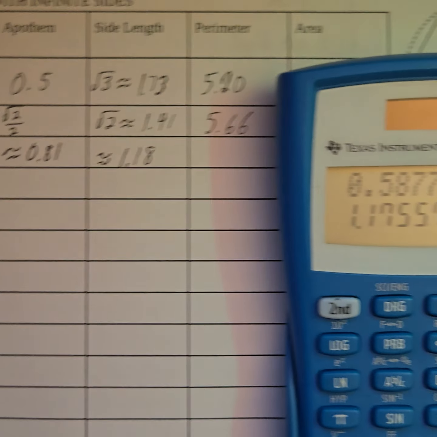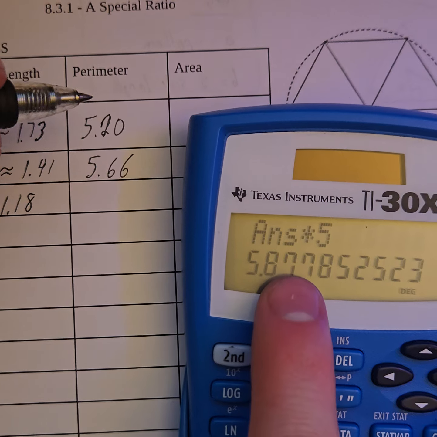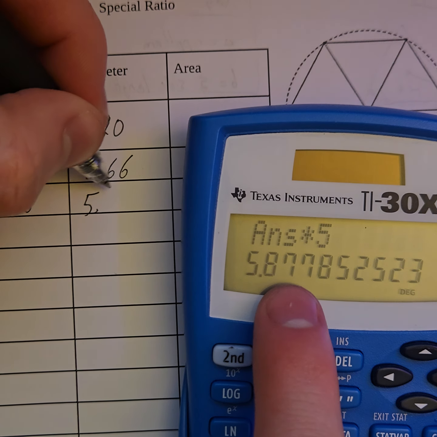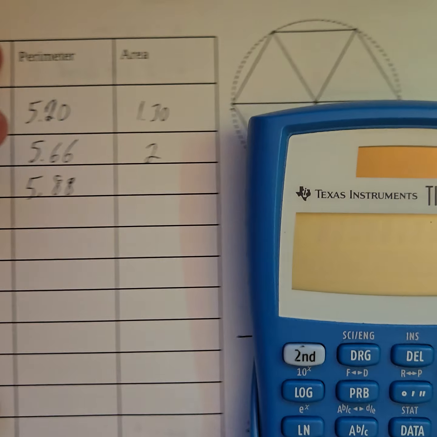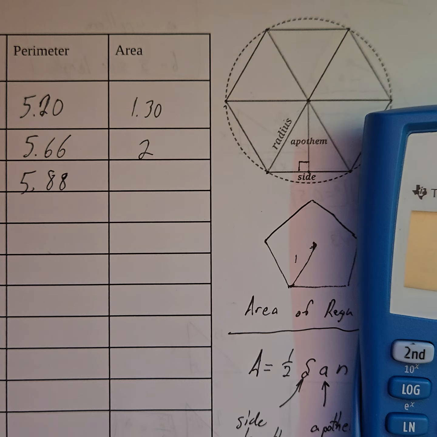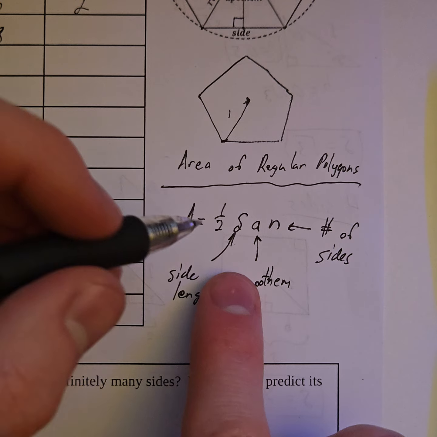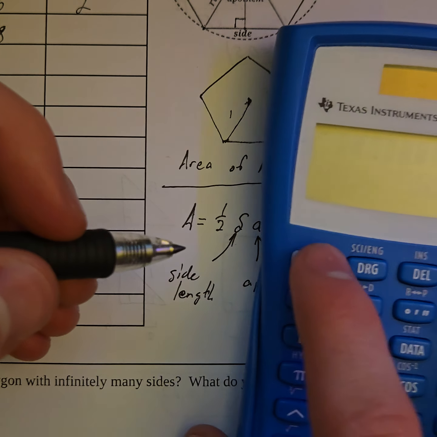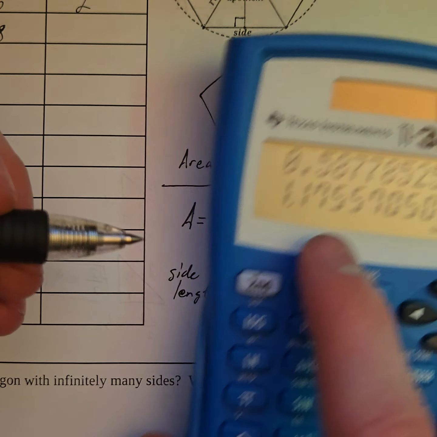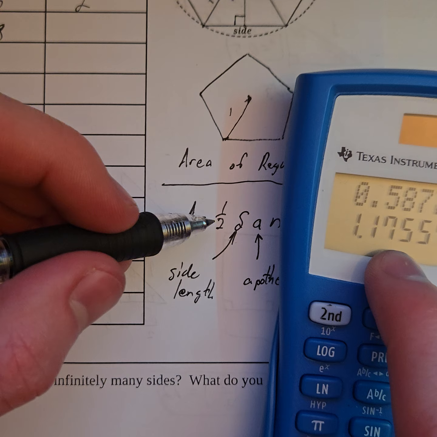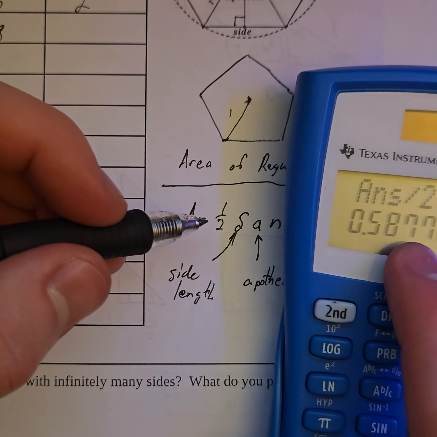First thing I'm going to do with that is multiply by my number of sides. It's a pentagon, so I take that times 5 to get my perimeter. For the perimeter, we get around 5.88. Still not really noticing a pattern yet. We'll get there. And then the area is going to be our formula here. So 1/2 of our side length. Let's get our side length back here. There's our side length, and we want half of that, so divide that by 2. So we get 0.58.